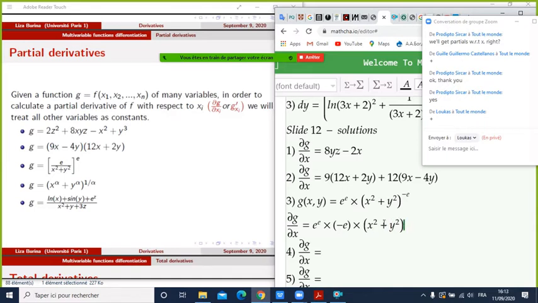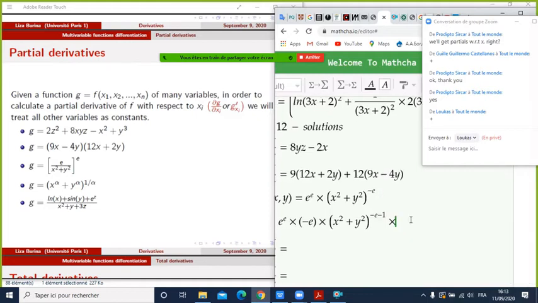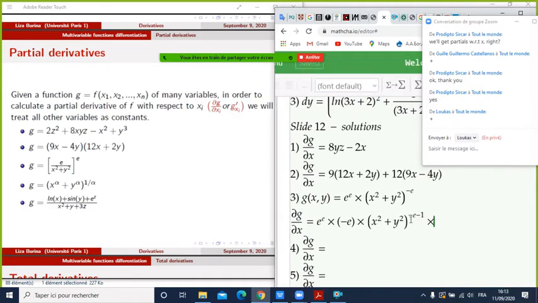To the power of minus e minus 1. And then what's left is the derivative of the inner function, which is just 2x. Okay, is it good? Okay, super cool. Now we're moving to the fourth.